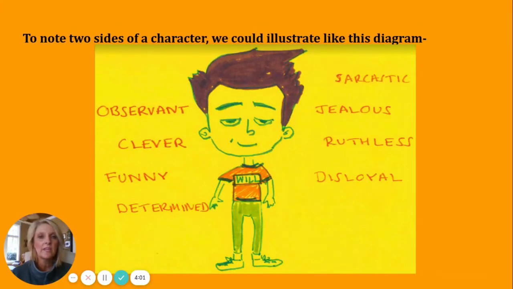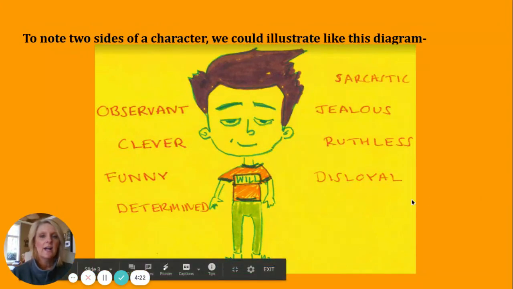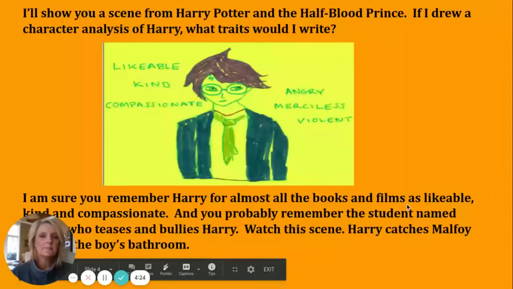All these are likable things. But at the same time, he's sarcastic, he's jealous, he's ruthless, he's disloyal. Later on in our studies, we're going to have this little unit where we look inside ourselves and we see that there's a good side of us and a bad side of us. And that's pretty much what we're focusing on today with our characters. I want you to be able to see the good and the bad in our characters.